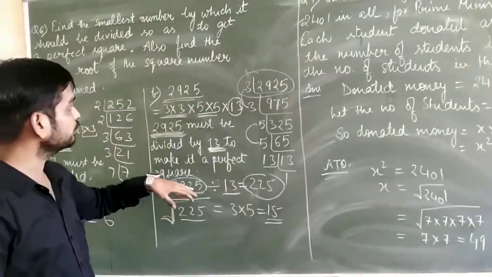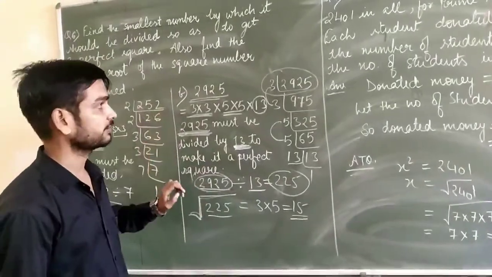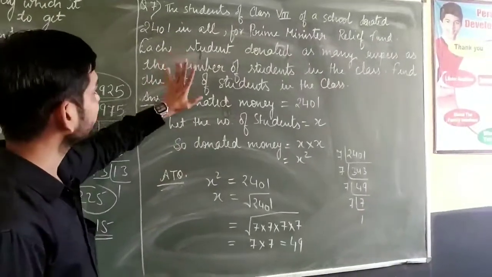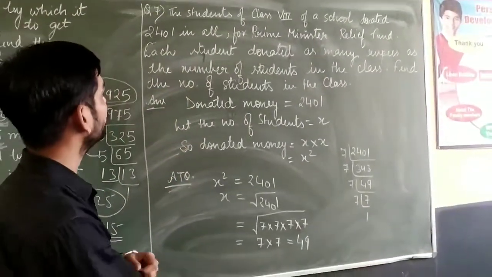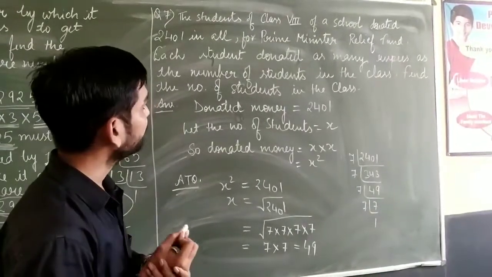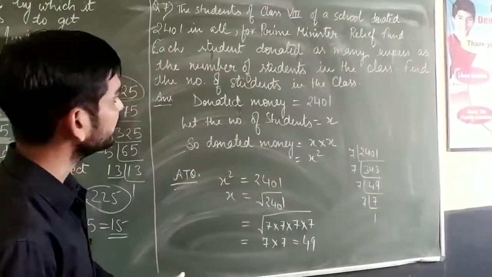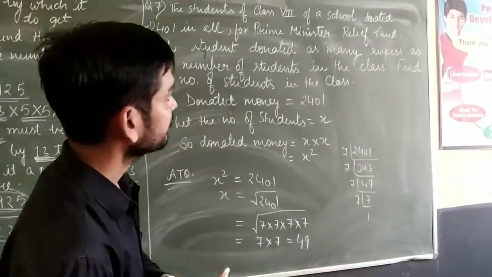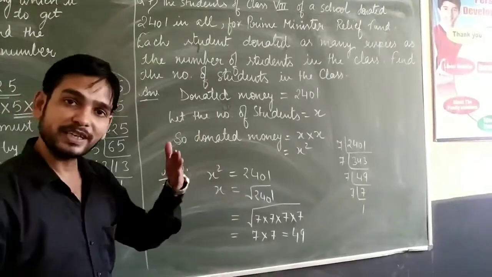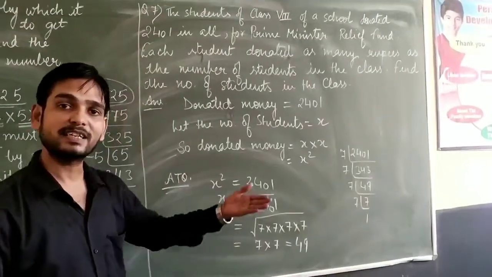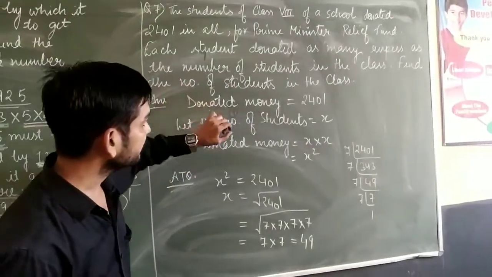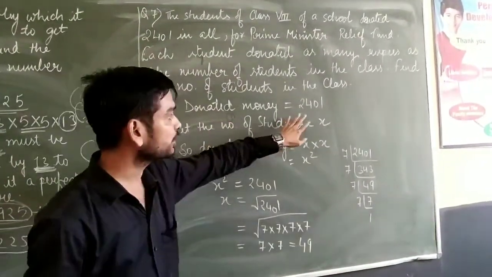So student, try to solve the rest of the parts of this question. Let's see the question number 7. In this question, the students of class 8 of a school donated 2,401 rupees in all for the Prime Minister Relief Fund. Each student donated as much money in rupees as the number of students. Let's see this question. How much total money was donated by each and every student?